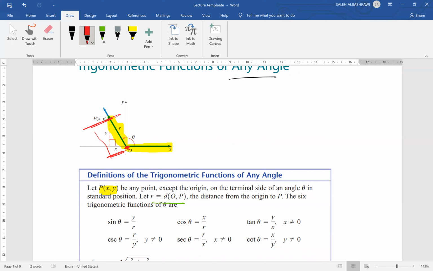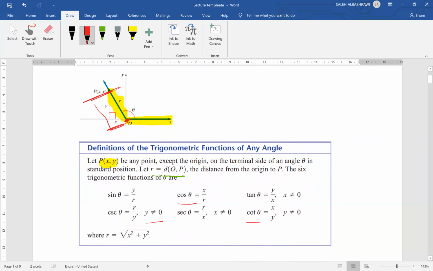Then the 6 trigonometric functions of theta are given by: sine theta equal to y over r, the y coordinate divided by r. Cosine theta is x over r. Cosine is related to the x coordinate, sine is related to the y coordinate. Tangent theta equal to y over x, where x is not equal to 0. Cosecant of theta equal to r over y, where y is not equal to 0. Secant of theta is equal to r over x, where x is not equal to 0, and cotangent equal to x over y, where y is not equal to 0.